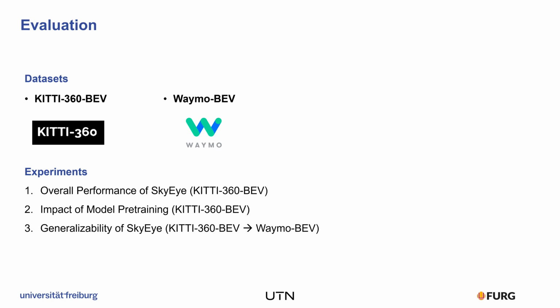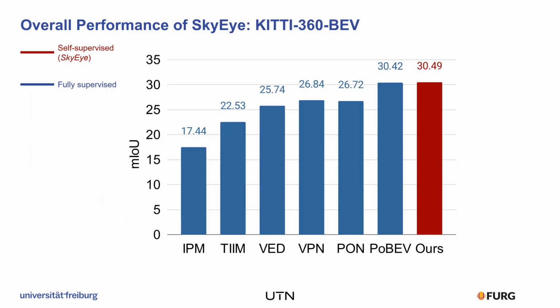We evaluate our SkyEye framework using the KITTI-360 and Waymo datasets. We perform experiments to evaluate the overall performance of the model, the impact of model pre-training on the overall performance of the model, and the generalizability of the model across different datasets. We evaluate the overall performance of our model on the KITTI-360 dataset and note that our model performs on par with the state-of-the-art fully supervised approach POBEV while not using any ground truth supervision in the bird's eye view.